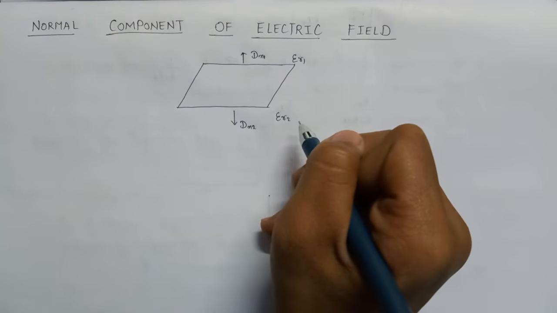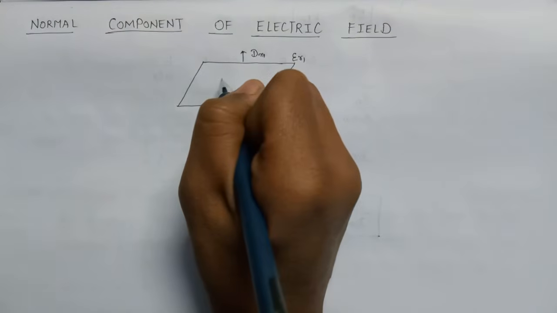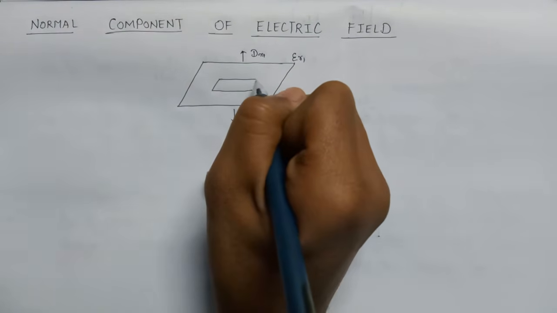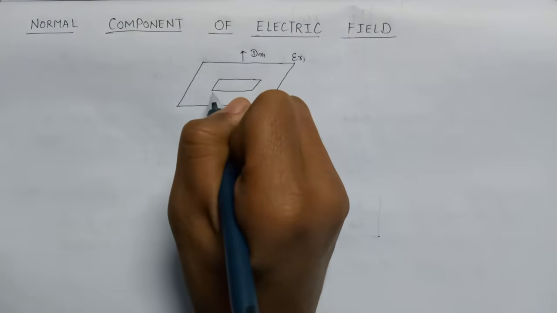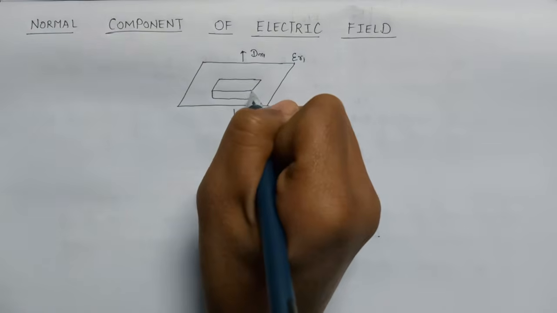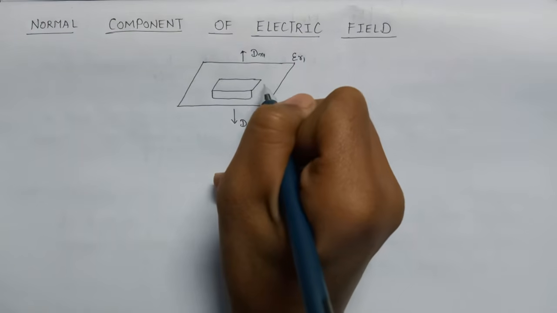Now let us consider a Gaussian surface. So here is the Gaussian surface. Please note that this Gaussian surface is very small, but for the representation I am drawing this as a large.